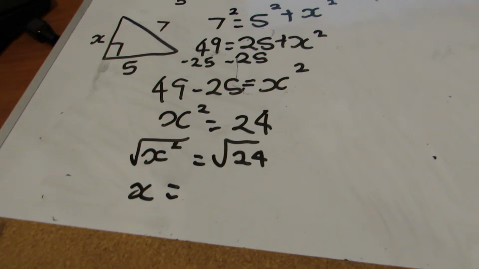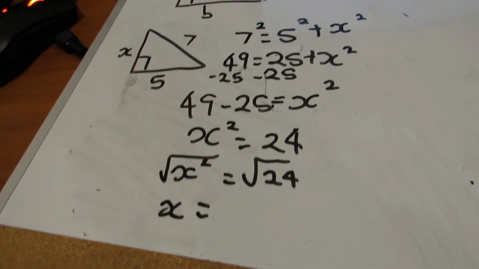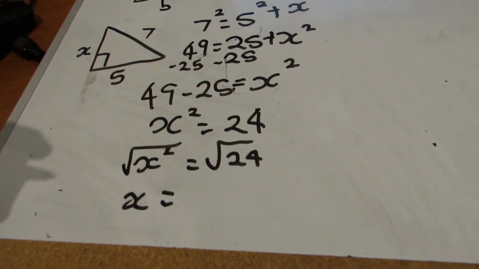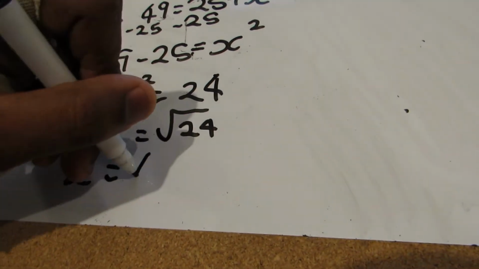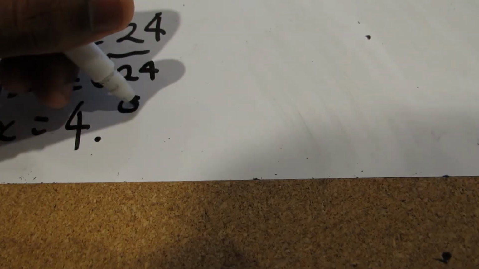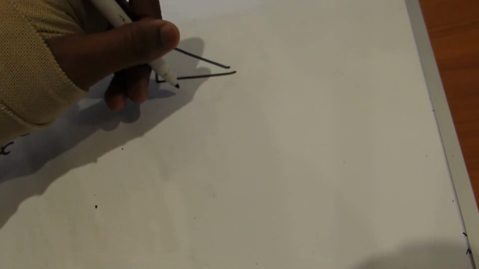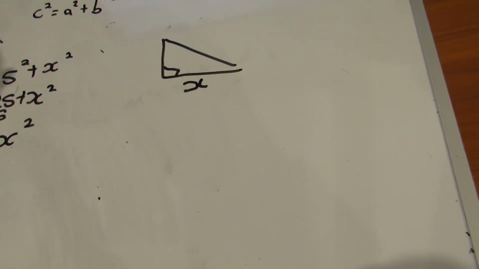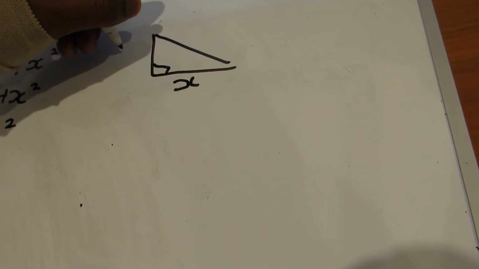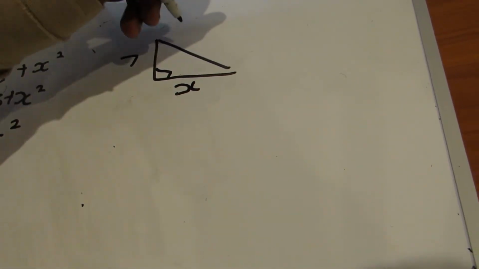Sorry, my calculator was bugging out. The square root of 24 is 4.9. Let's just say 4.9. Now let's have a similar shape. This side can be x, this can be 7, and this can be 10.